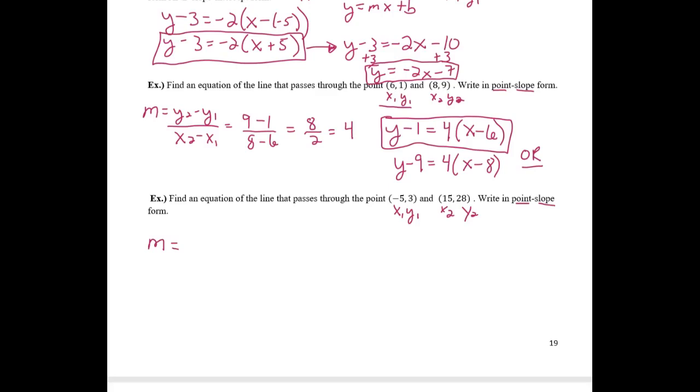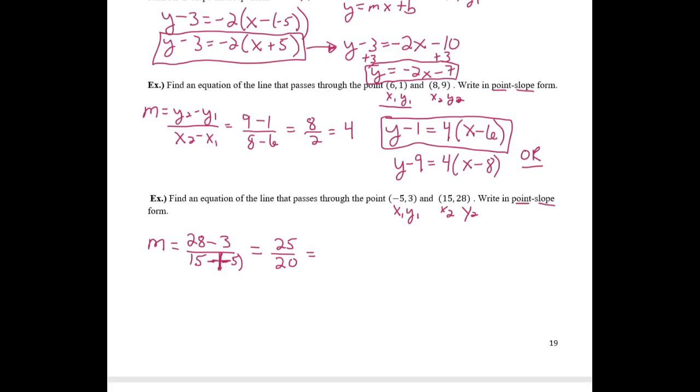So y2 is 28 minus y1 is 3, divided by x2 is 15 minus x1, which is negative 5. Again, don't lose those signs. I am subtracting a negative number. I have 2 negatives here. When I simplify, 28 minus 3 is 25. I'll have 15 minus a negative 5. Those 2 negatives become a positive. So 15 plus 5 is now 20.